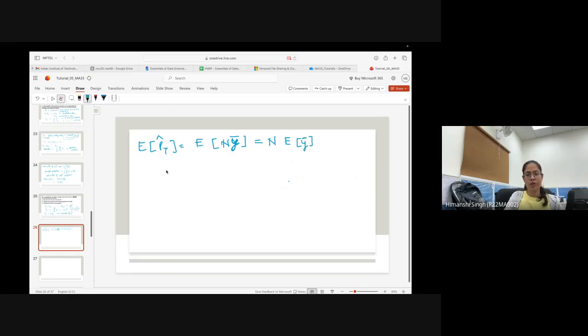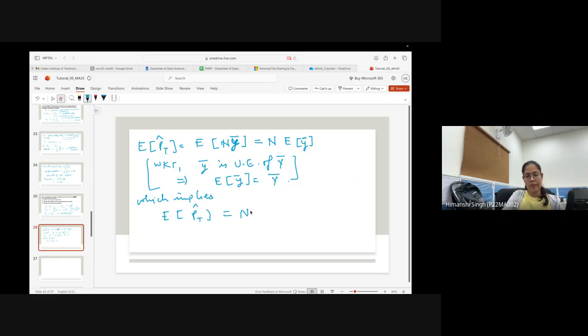And we know that the small y bar is an unbiased estimator of capital Y bar. We have learned it already. So the expected value of small y bar is capital Y bar. Which implies the expected value of PT hat is equal to N times Y bar, which is PT. So what it shows is that PT hat is an unbiased estimator of PT.